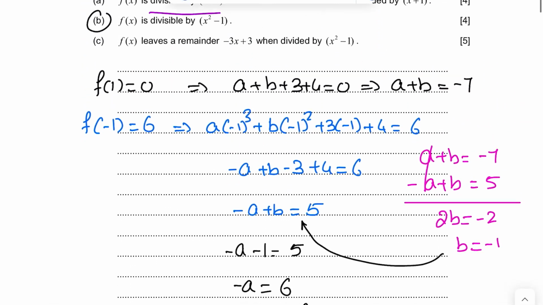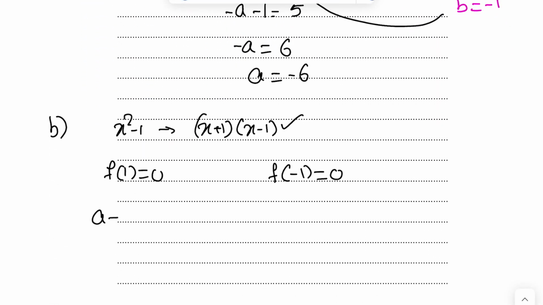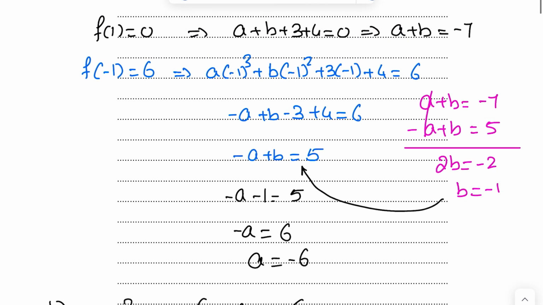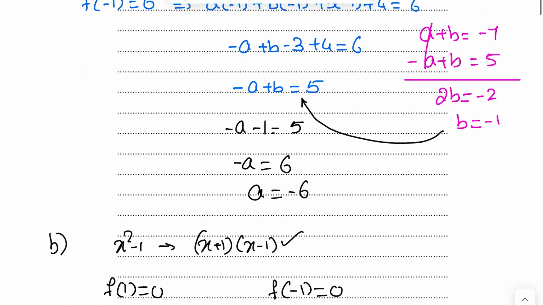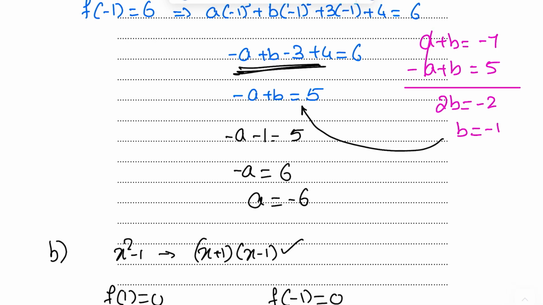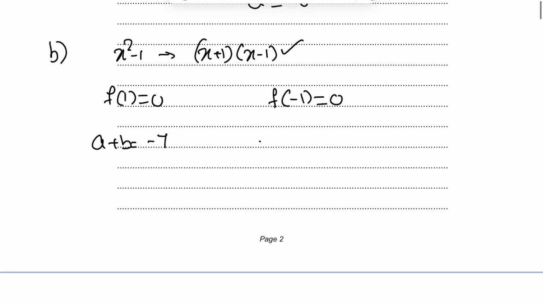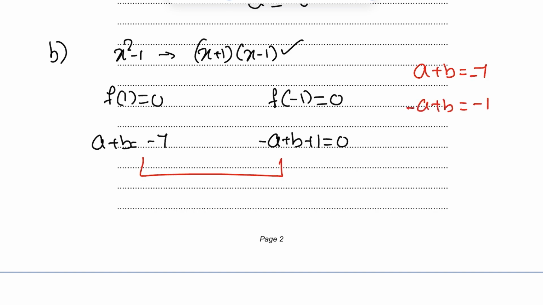f(1) equals 0, just now we got that equation as a plus b equals negative 7. f(negative 1) equals 0. So this entire thing is minus 1. Minus a plus b plus 1 equals 0. Now solve these two equations over here. So a plus b equals negative 7, and negative a plus b equals negative 1.